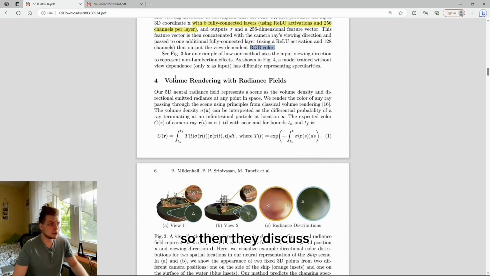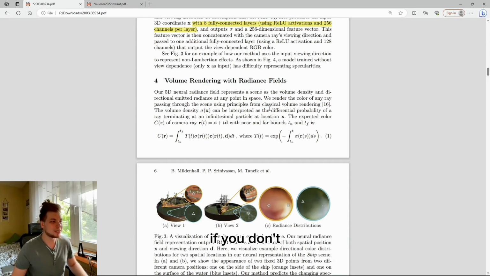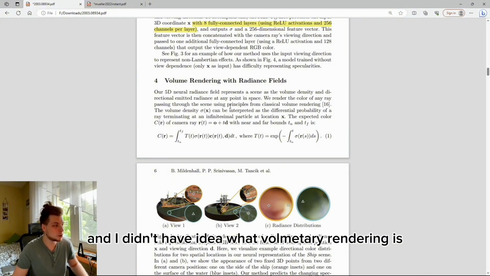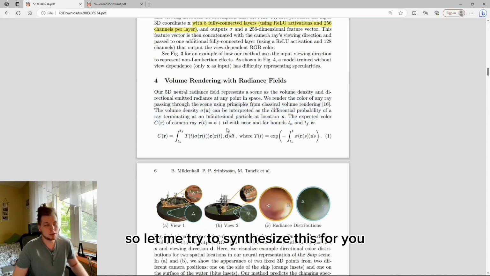So then they discuss how to do this volumetric rendering, and this obviously was not something that we do every day. If you're not in 3D graphics, you probably have no idea what that is, and I didn't have an idea what volumetric rendering is, but this equation explains it pretty well with all of this text. So let me try to synthesize this for you.